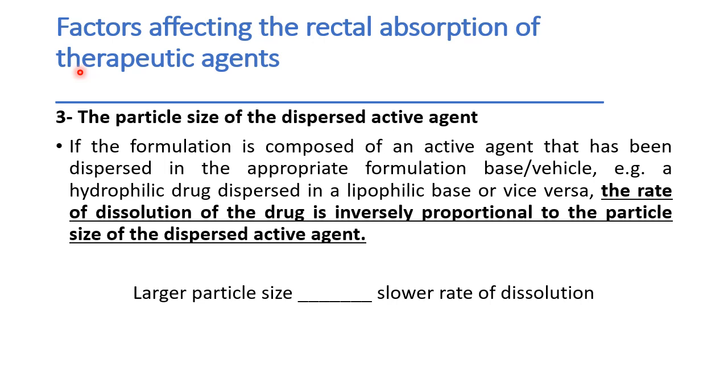The other factor that affects the rectal absorption is the particle size of the dispersed active ingredient. Suppose you have an active ingredient that has been dispersed in the appropriate formulation base, such as a hydrophilic drug dispersed in a lipophilic base, and we mentioned that this is the best or the preferred combination. Then the rate of dissolution of the drug is inversely proportional to the particle size of the dispersed active agent. So the larger the particle size, the slower the rate of dissolution, and vice versa.